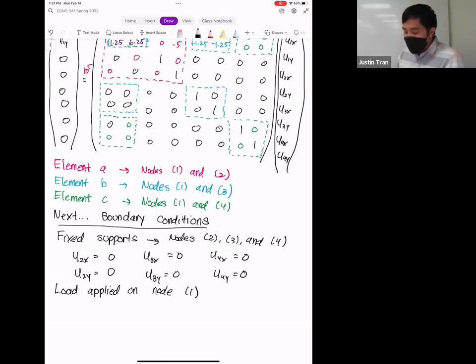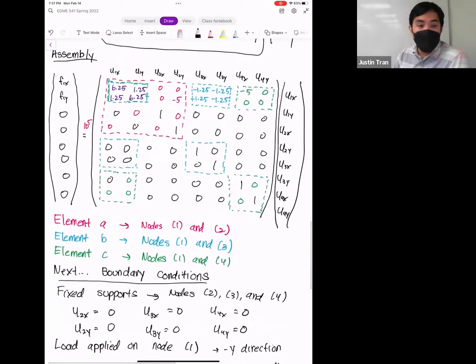And so we've applied a load on node 1, and it's in the negative y direction. It has a value of 10,000 pounds. Okay. And so remember, the way that we apply Neumann conditions is that we just simply plop the load values into the right-hand side vector. Well, in this case, it's the left-hand side vector, but you know, the forcing vector.